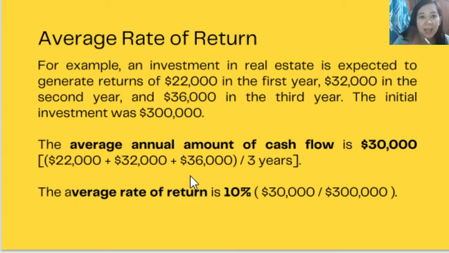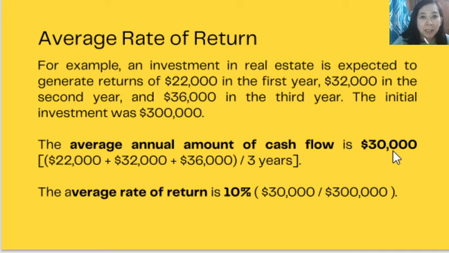$90,000. To determine the average annual amount of cash flow, we will divide it by the number of years, or the expected life of the investment. In our example, this is 3 years. So again, our average annual amount of cash flow is 90,000 divided by 3 years, so that is $30,000. This is the average annual amount of cash flow.